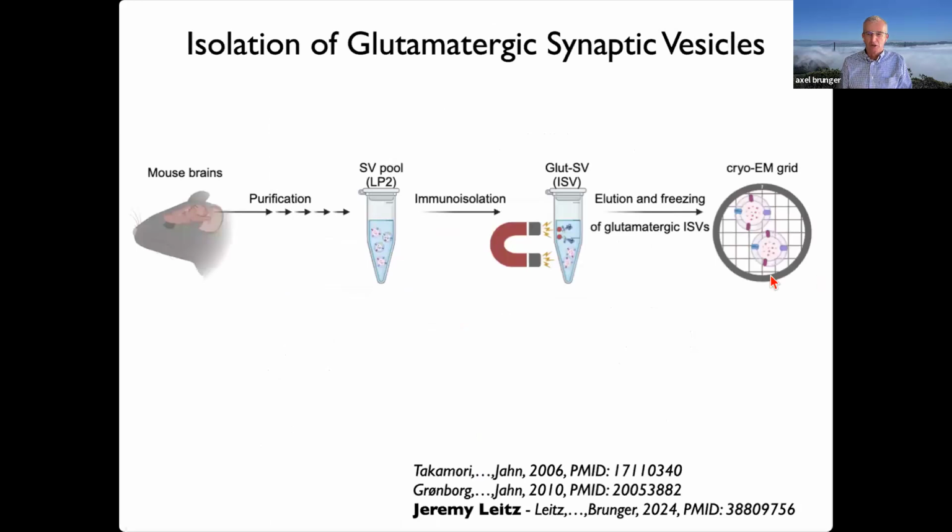And the only issue is that it's a relatively low yield that we obtain because there are many fewer inhibitory synaptic vesicles. So the starting number is much lower. That makes it always more challenging to have enough yield for studies such as the ones shown here today. So, okay, good.